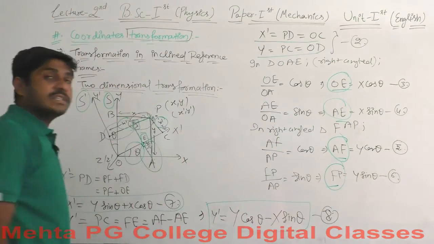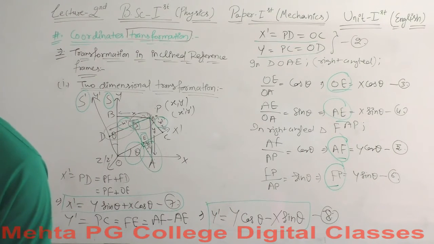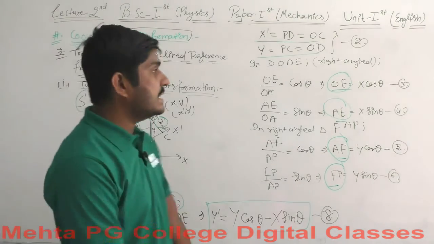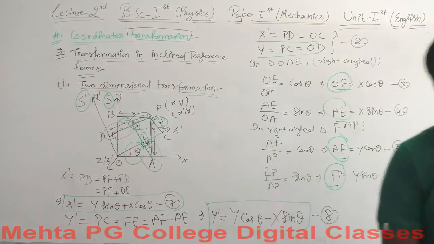We have two values here, the value for x dash and the value for y dash, and this is the transformation in 2 dimensions. So now we are going to calculate the transformation in 3 dimensions. Let me keep this aside, you can take a screenshot for your reference and then we will proceed further.